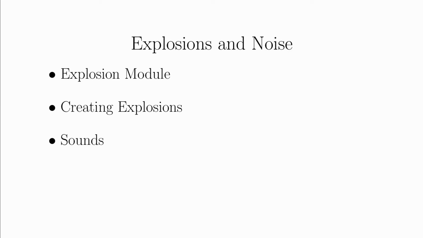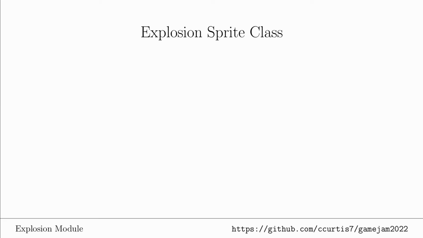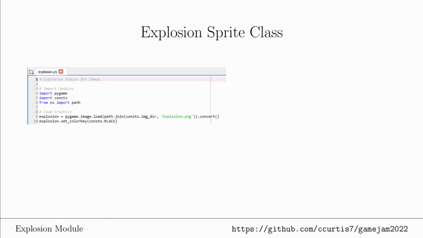One part of this game that feels a bit unsatisfying is the fact that when you shoot things, they just disappear from the screen. When you hit the asteroids with the laser, there should be some sort of explosion. To do this, we're going to need to create an explosion module. This will have the same overall structure as the player and asteroid modules.